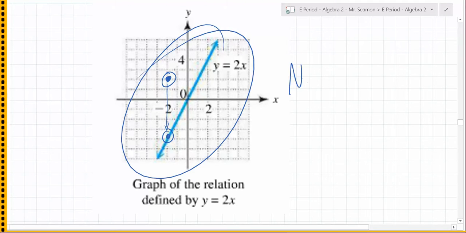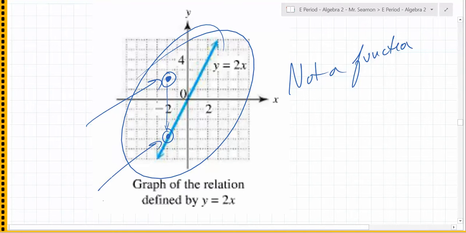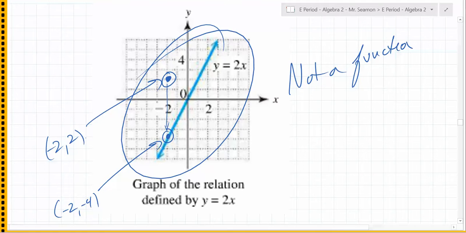This is not a function because you see these 2 points right there? That point right there could be negative 2, negative 4? And what does that one look like? Negative 2, 2? You have the same x value but different what? So yeah, that'd be a relation. Well, they're always a relation. That would not be a function. All functions are relations, but not all relations are functions.